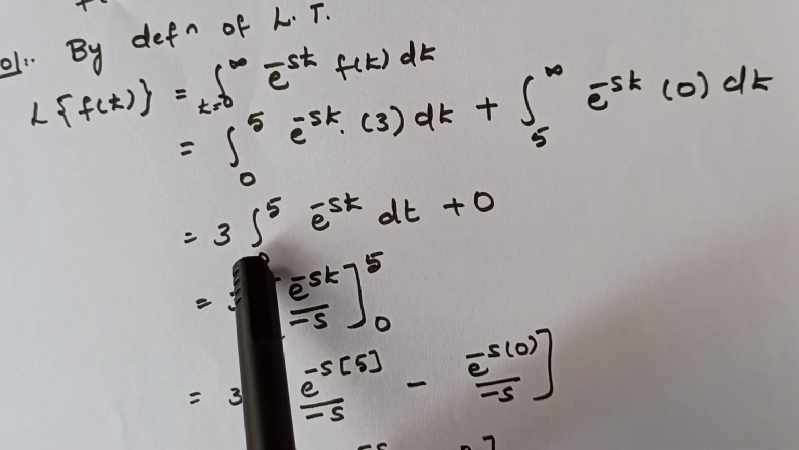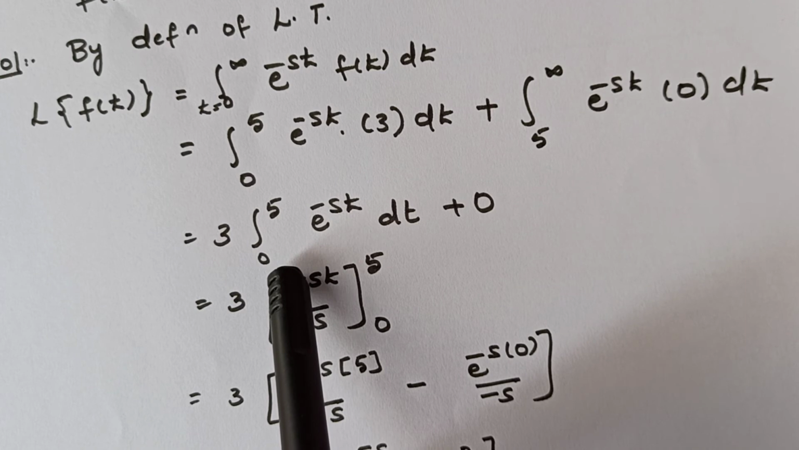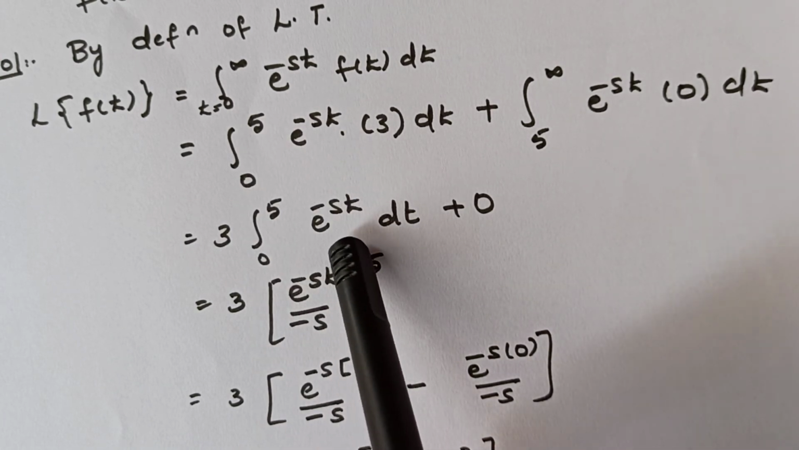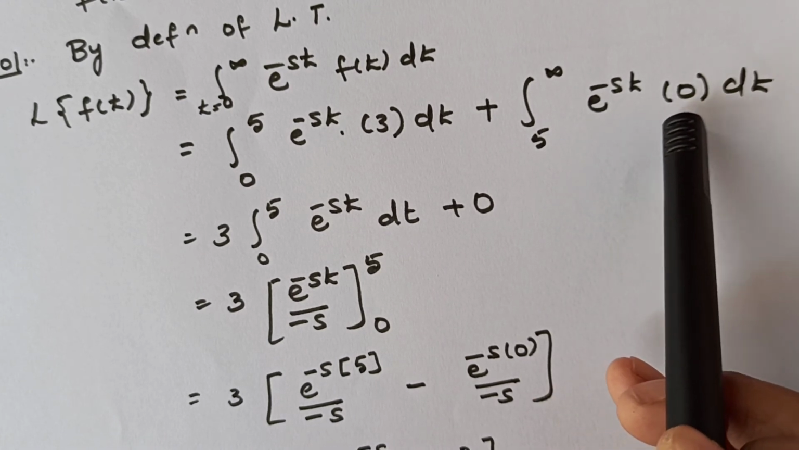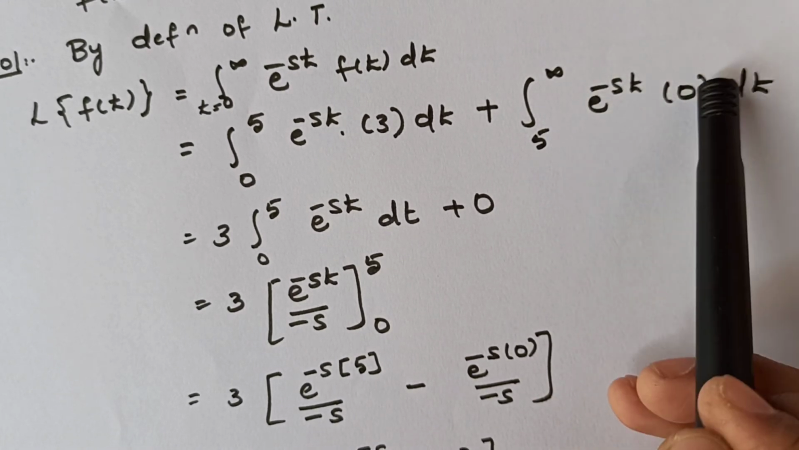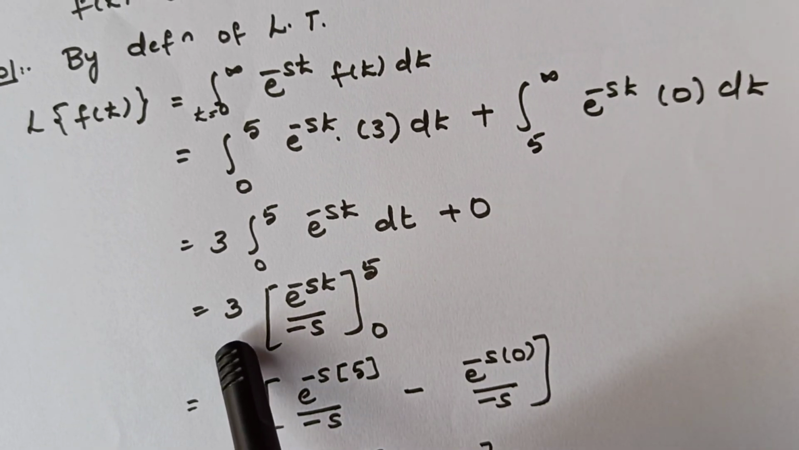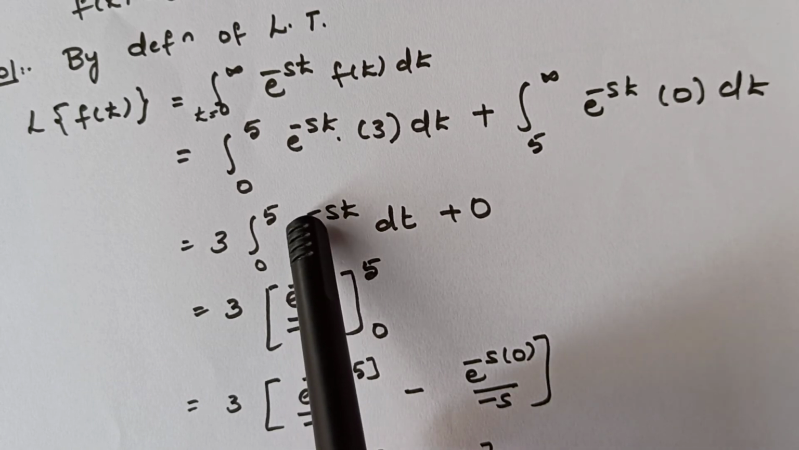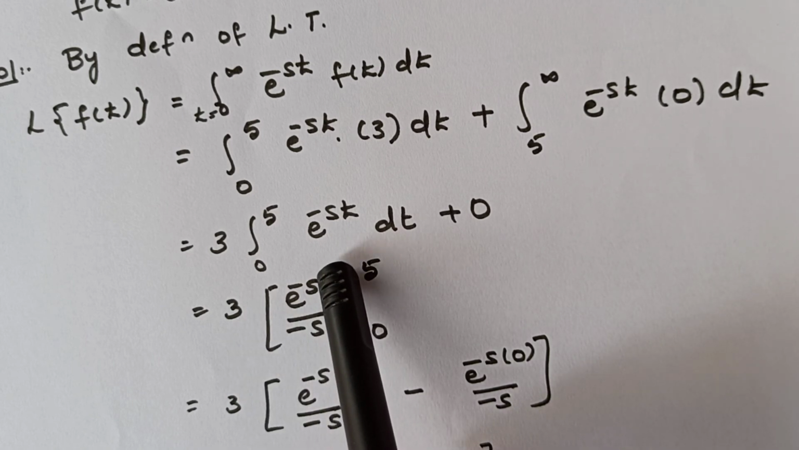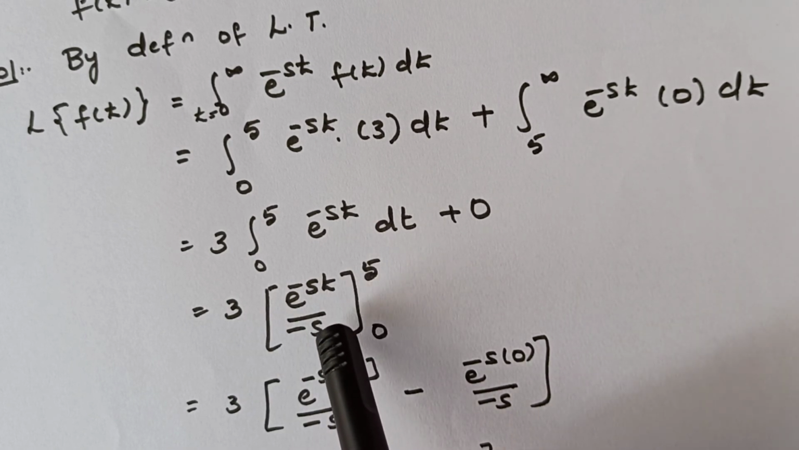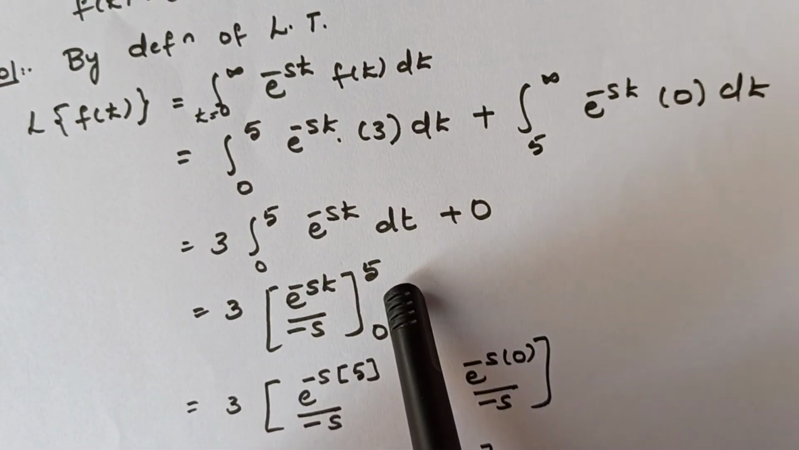Which will be equal to, here 3 is a constant, keep it outside the integral, and we have the integral 0 to 5 e power of minus st into dt, plus 0 multiplied with anything will be 0. Since we have 0 here, this integral will vanish and we will be left with 0. In the next step, integrate this function between the limits 0 to 5. So we have 3, a constant, keep it as it is. Integration of e power of minus st is e power of minus st by minus s, and we have the limits from 0 to 5.